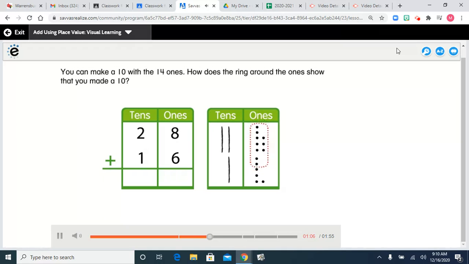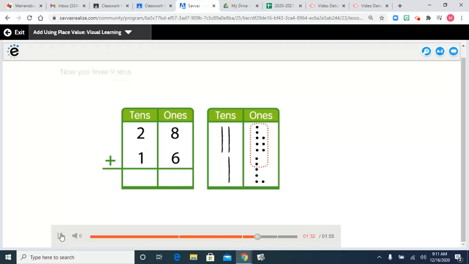How does the ring around the ones show that you made a 10? It shows that you can take the 8 ones from 28 and 2 of the ones from 16 to make a 10. How many ones are left after you make a 10? 4 ones are left. How many 10s do you have now? Now you have 4 10s.